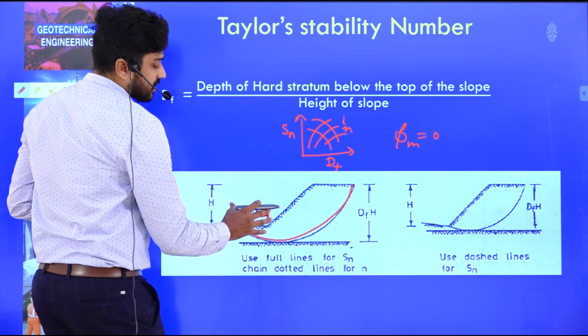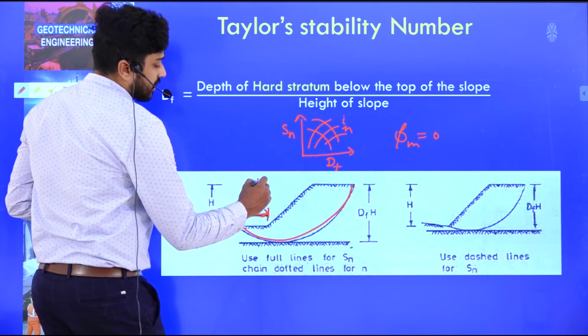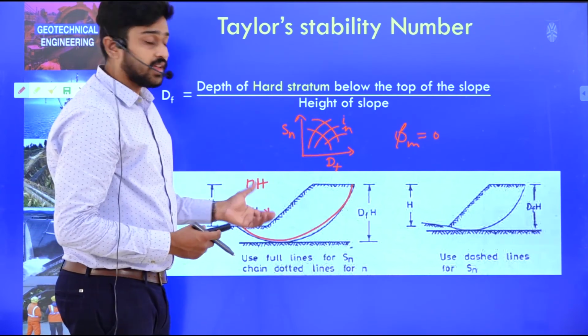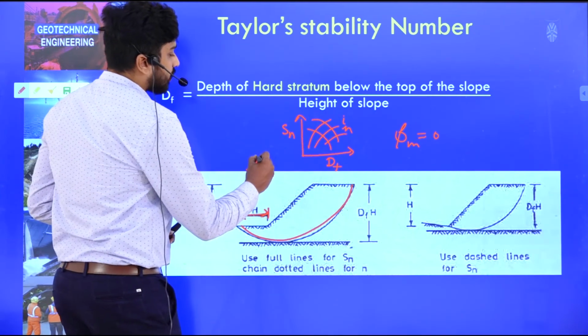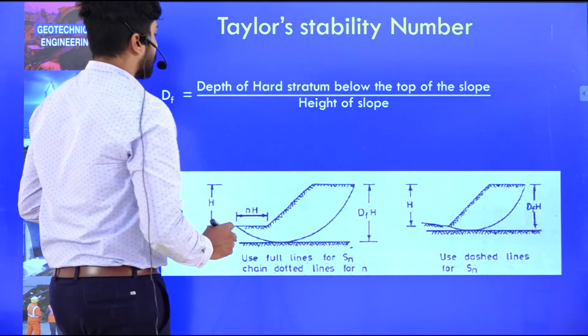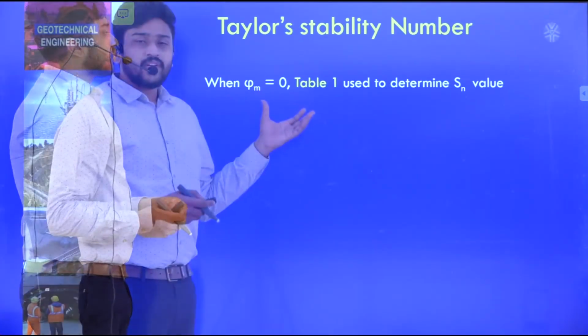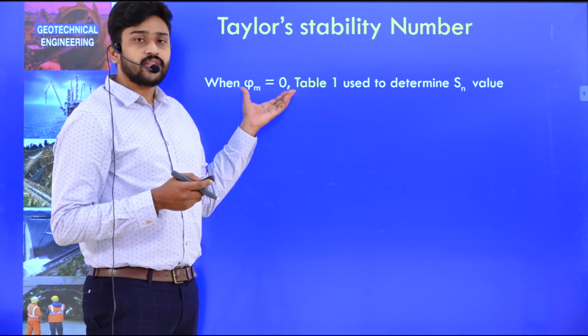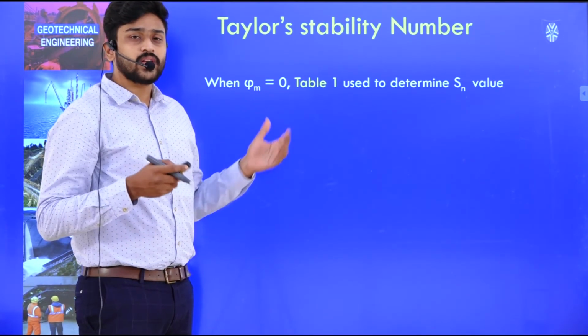So this distance is considered as nh. Okay, this distance is considered as nh. So from this we will obtain our n value. Now we will be using some other different stability charts in case of when phi m is 0, which is depending upon the depth factor.